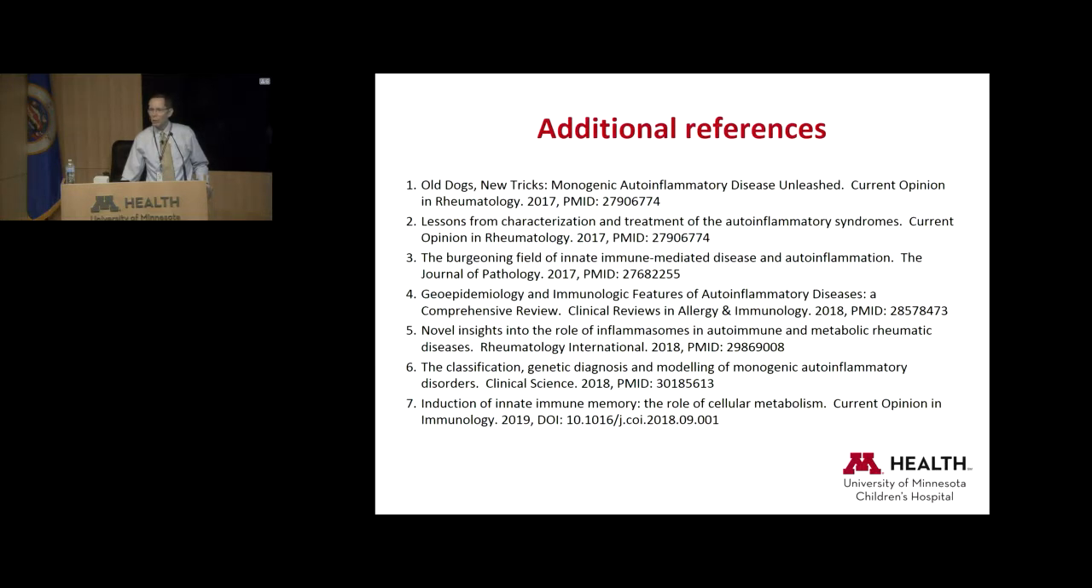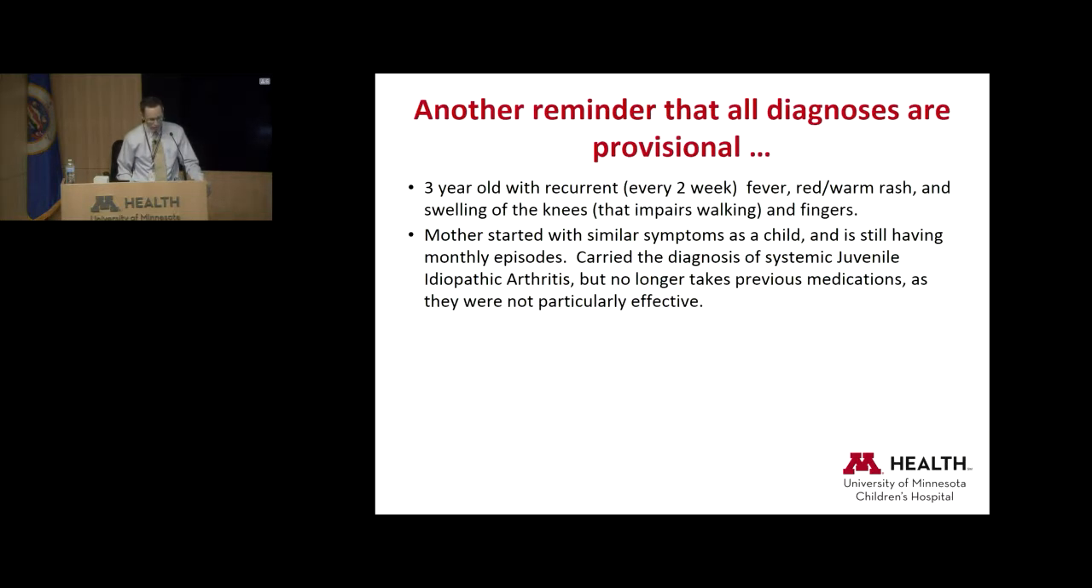Some of these other ones, though, we really hang our hat on the severity and the duration of the fever. And there's actually another, we've got a minute. That's about all we have. This is another case. This is the one Bryce saw. And it's a reminder that all diagnoses are provisional. So this 3-year-old came in to see Bryce with every 2-week fevers, red, warm rash, and swelling of the knees that impaired walking and swelling of the fingers.